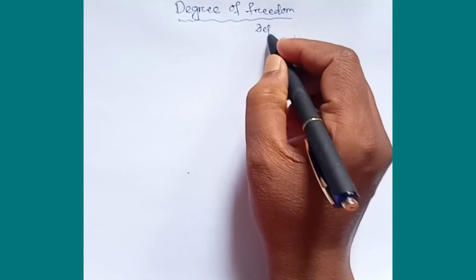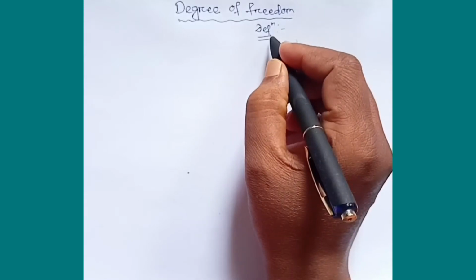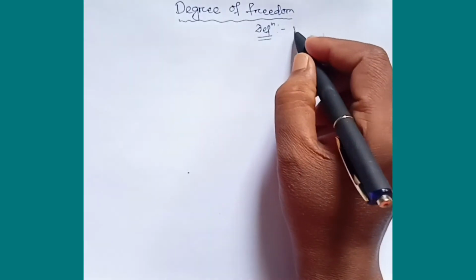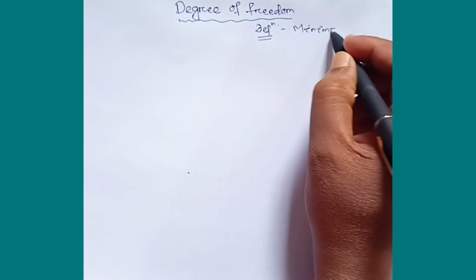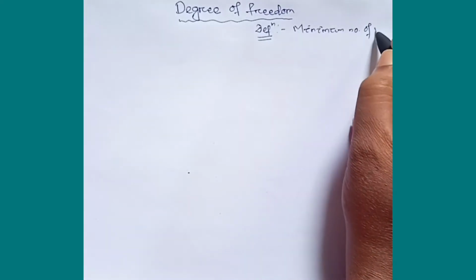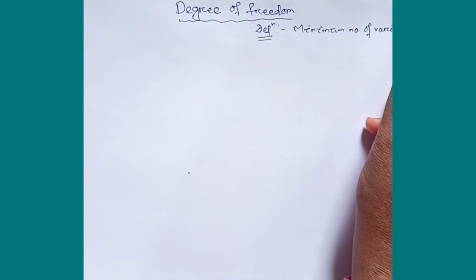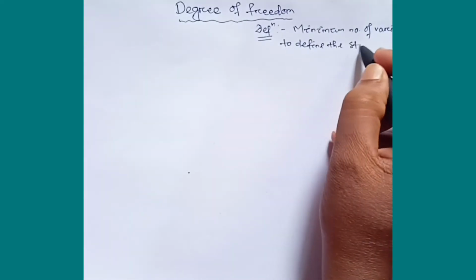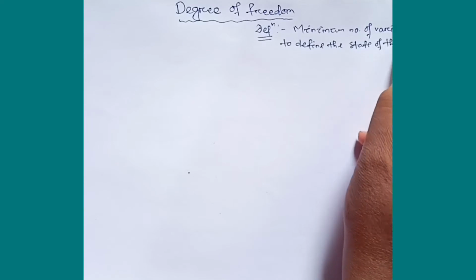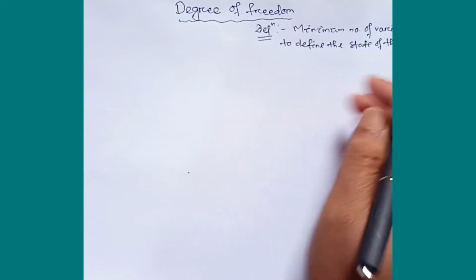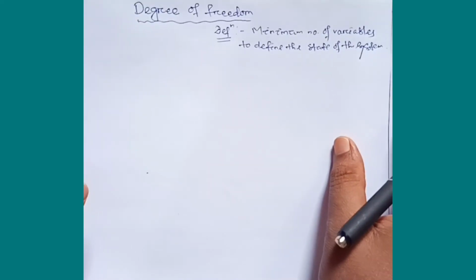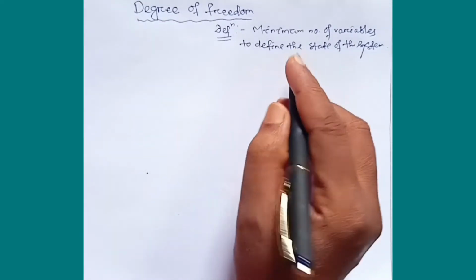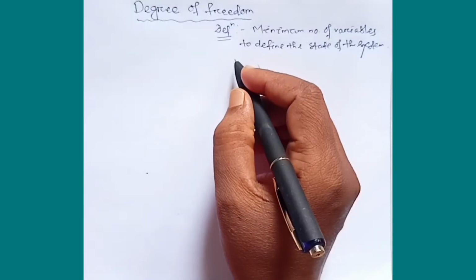What is the definition of degree of freedom? The minimum number of variables to define the state of the system is called the degree of freedom.